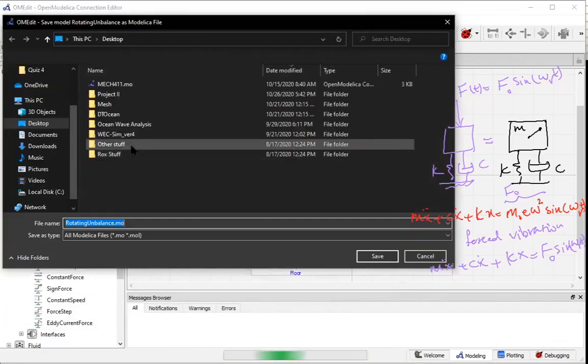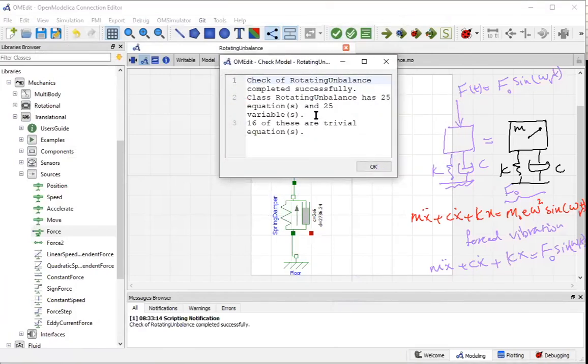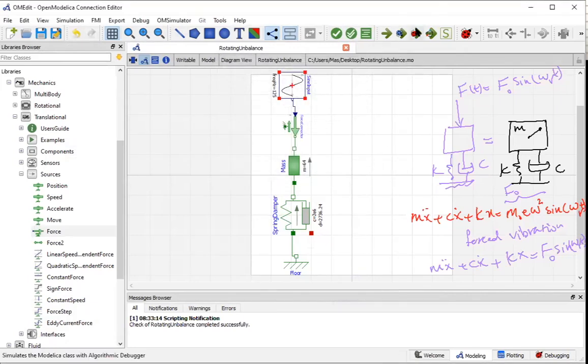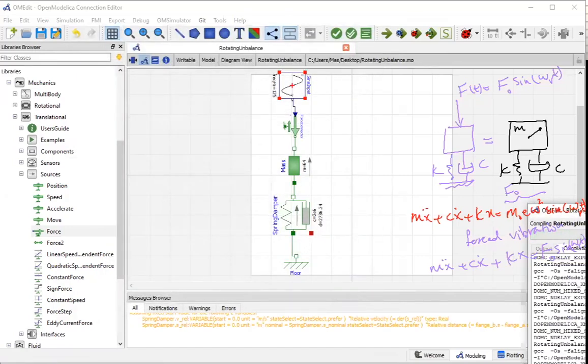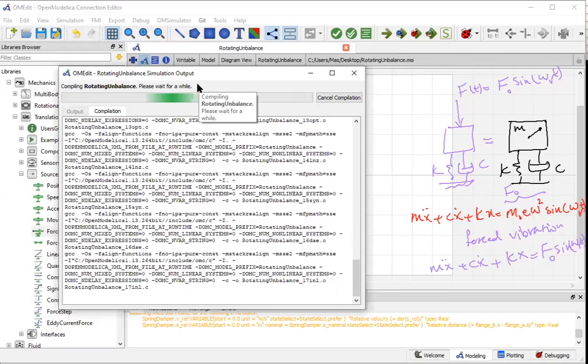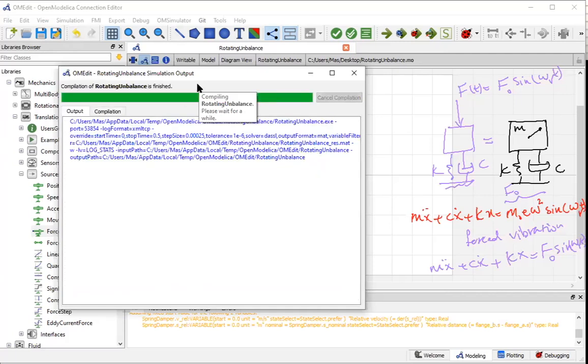Let's save this. On desktop, I'm just going to rotate it, rotating on balance. Let's check the model. I have 25 equations, 25 variables. We should be okay. Let's see how does this work. And let's run this simulation for half a second. I'm going to use more points to get a very smooth graph. Might take some time to run the code, though. So Modelica is going to compile the code, put together all the parameters you need.